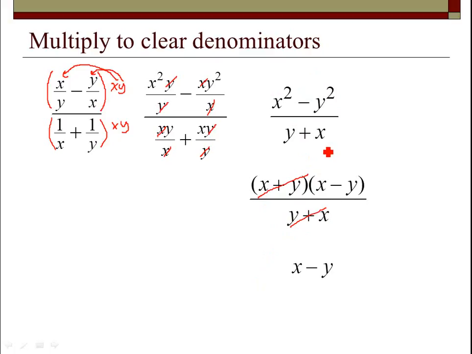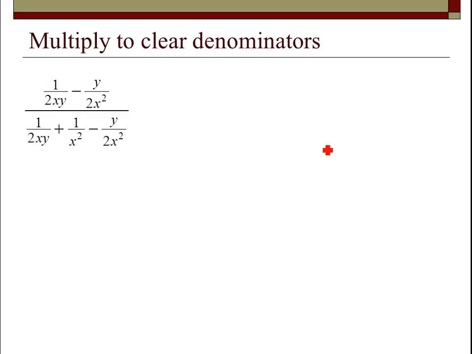Okay, so let's look at another example. I look at what my denominators are, and I'm going to multiply top and bottom to clear out these fractions. Well, I need a 2, and I need an x. Actually, I need x squared. And I need at least a y. So I'm going to multiply top and bottom by 2x squared y. As you bring them in, this first one, I'm going to do 2x squared y over 2xy.